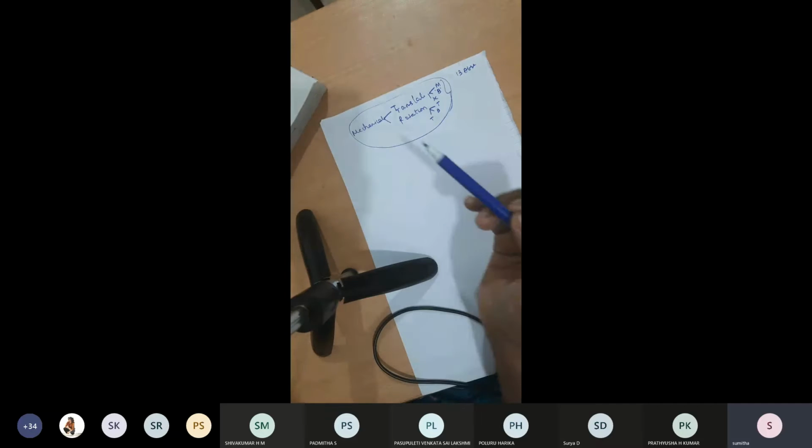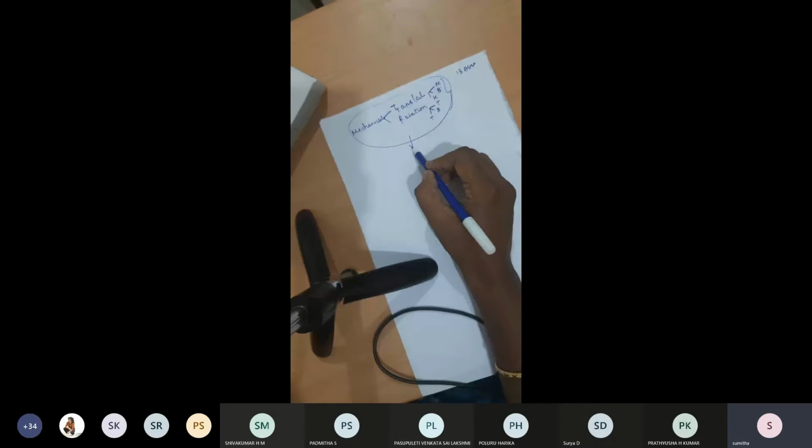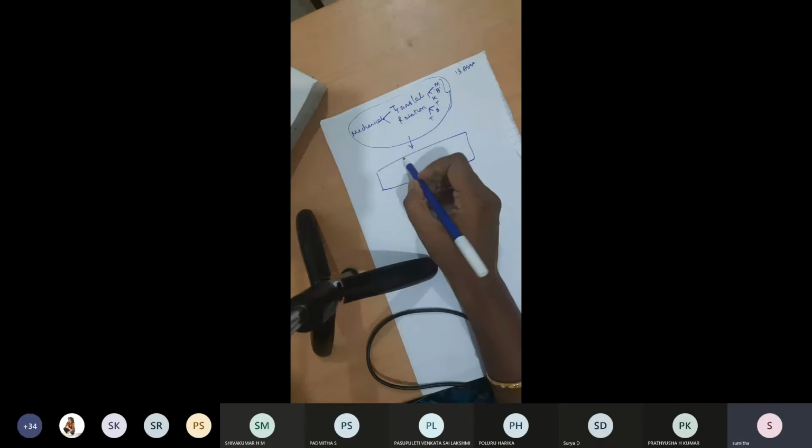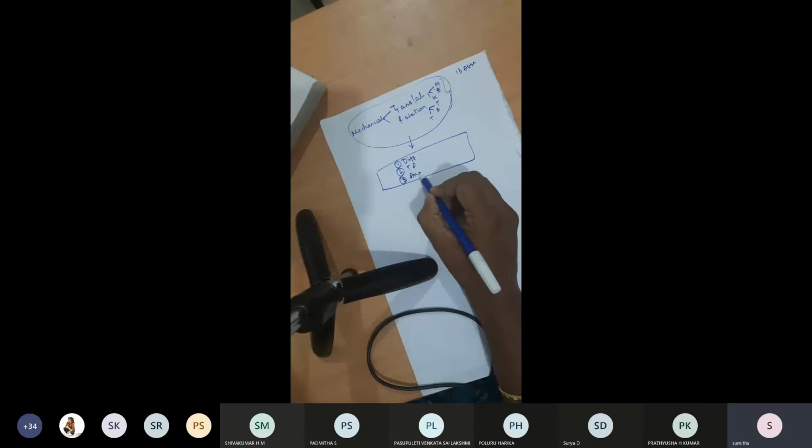With the help of these things, what did we study? We studied the circuit. We used to find the differential equation. Then we found the transfer function of the system. Then we found the analogous system. This is what we did in our first unit.